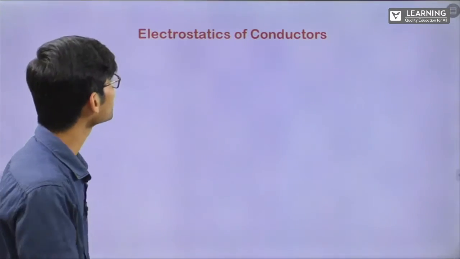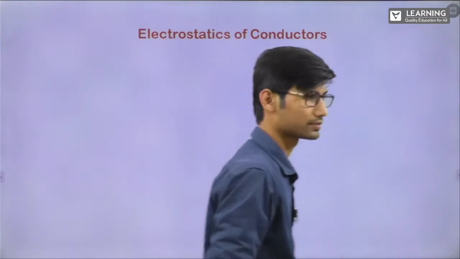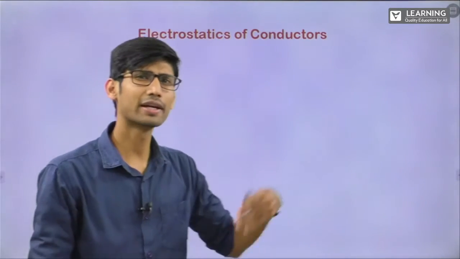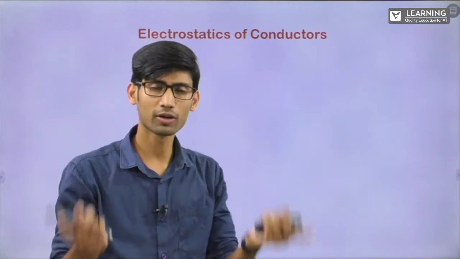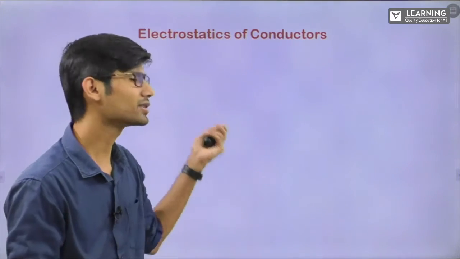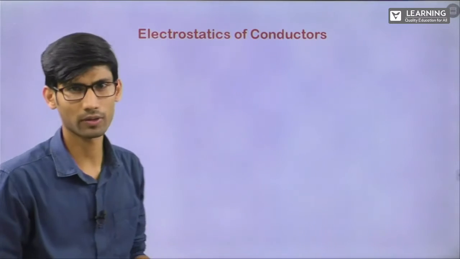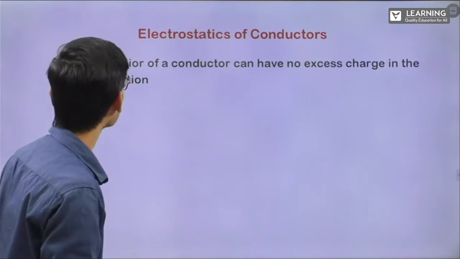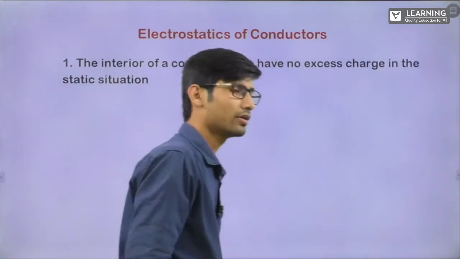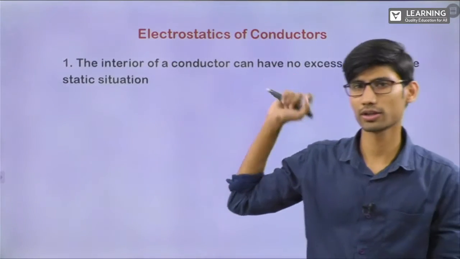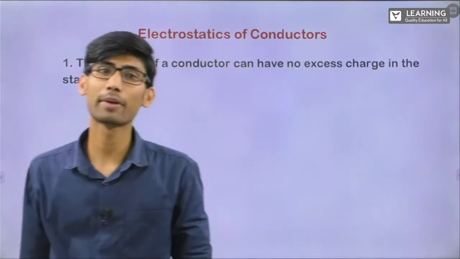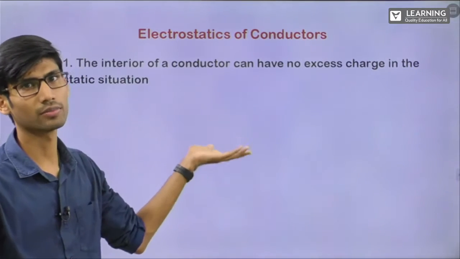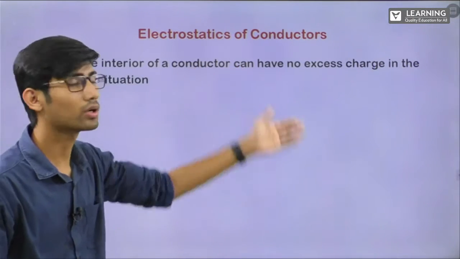So now let's start with electrostatics of conductors. We have already seen conductors, electric field, potential, inside, outside, in a conducting sphere, non-conducting sphere. It is just a summary. First, the interior of a conductor can have no excess charge in the static situation. Why are we discussing electrostatics of conductors? Because after this, we'll be starting with capacitors. Capacitor plates are nothing but conducting plates. For that, you should know how conductors behave.